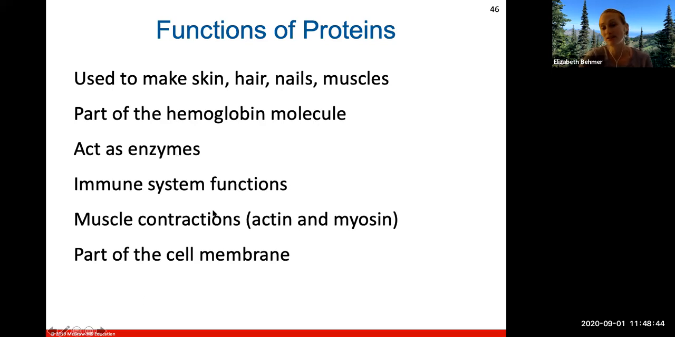Proteins help in muscle contractions. So actin and myosin are two types of proteins in muscles. They slide past each other to shorten your muscles, and that's what causes your muscles to contract and pull your body parts around. And they're also part of the cell membrane that we'll get to in the next chapter.